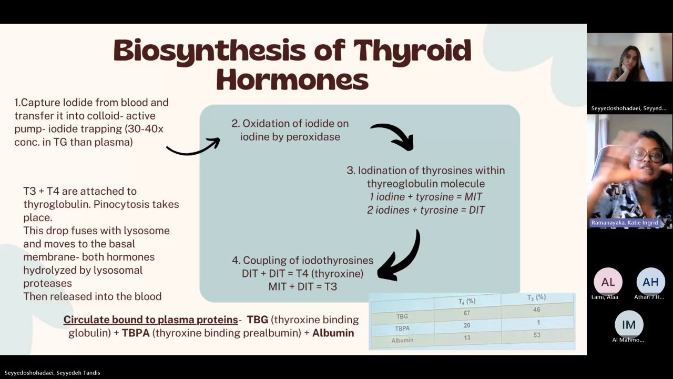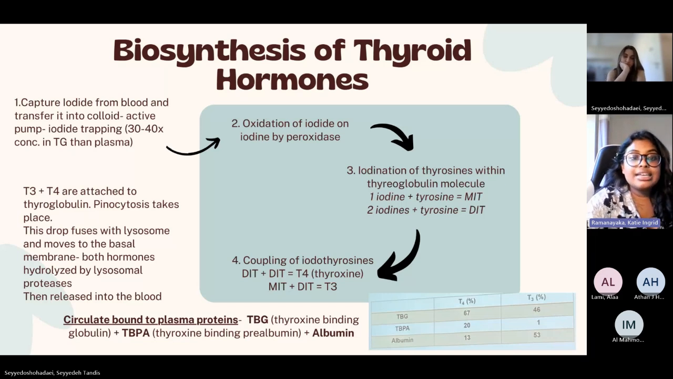Now, T3 and T4 are still present within the colloid, attached to thyroglobulin. For them to be removed from thyroglobulin, pinocytosis takes place inside small vesicles, and a lysosome fuses with this and separates the thyroglobulin from the thyroid hormones with lysosomal proteases. And then the thyroid hormones are released into the blood.